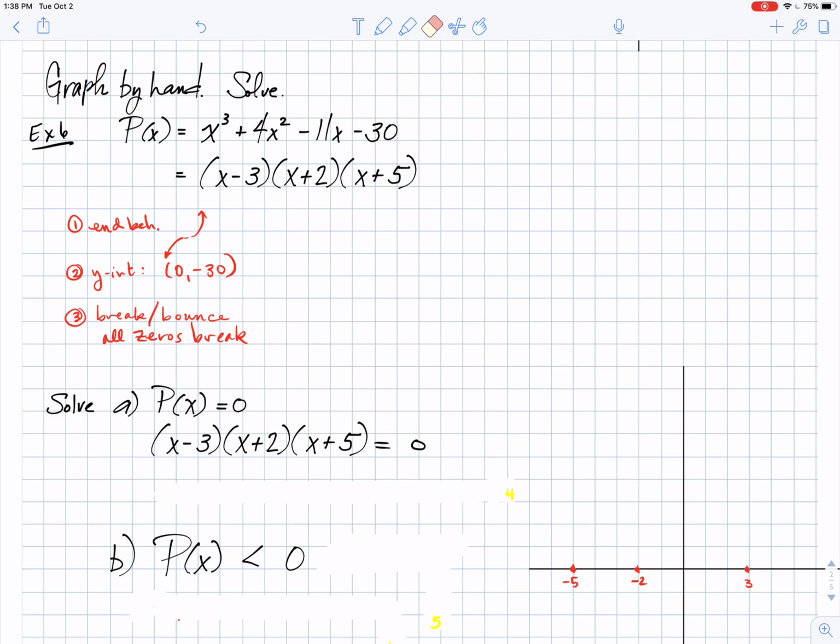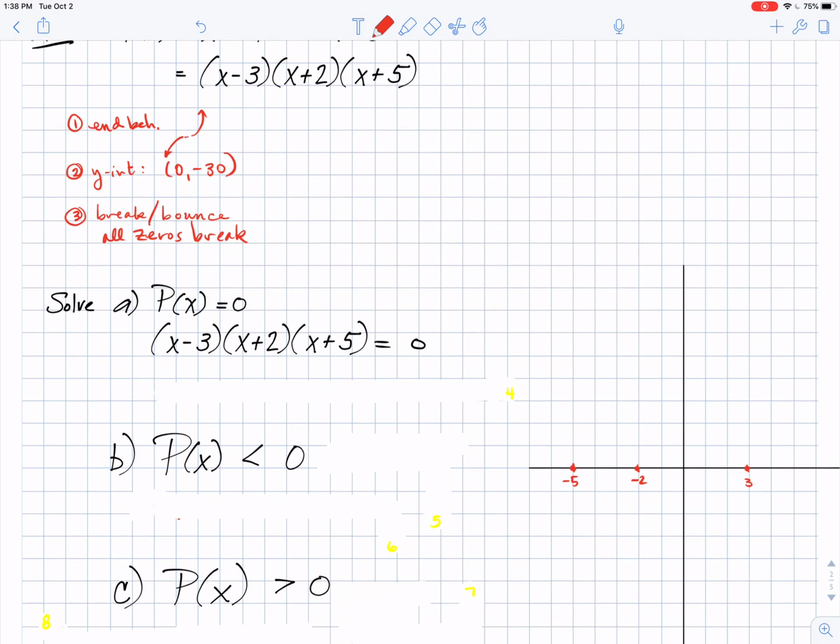All right, so now before we head into parts A, B, and C, let's go ahead and just graph what we have. We know that we're going to have zeros at x equals 3. You see I have that marked over here on my graph. We have a zero at x equals negative 2, and we have a zero at x equals negative 5. And that's coming straight off of our factors. We also know our end behavior, so we're going to start down at the bottom, we're going to end up at the top. And so as I go through each one of my zeros, I'm breaking through the x-axis.